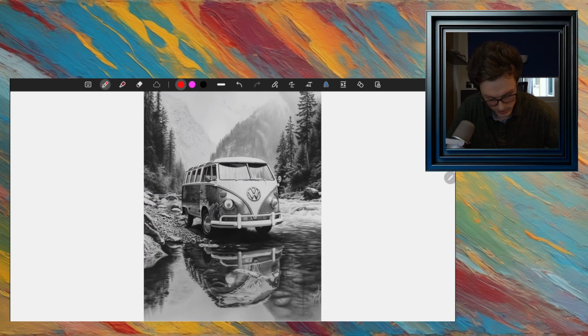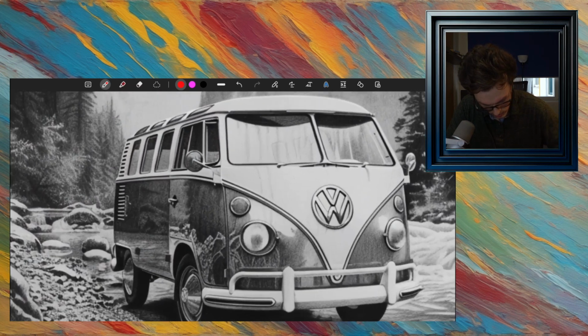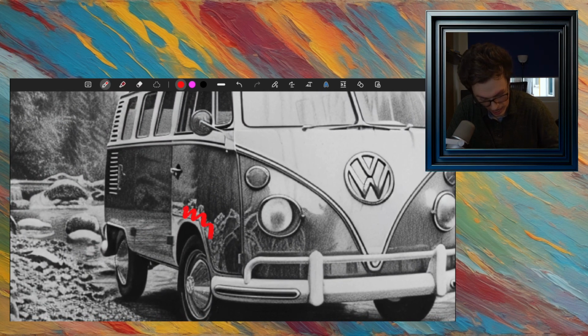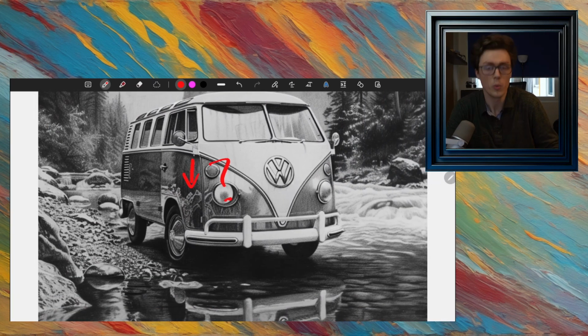Is there anything else we can see in this interesting image? It looks like there's some design here on the side, but I can't tell what it is. I don't know. Do you know what this is? I can't really tell. We can also talk about the car.